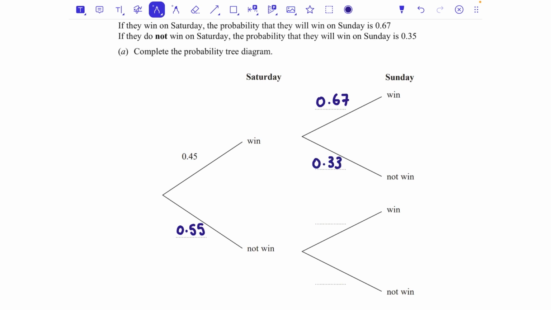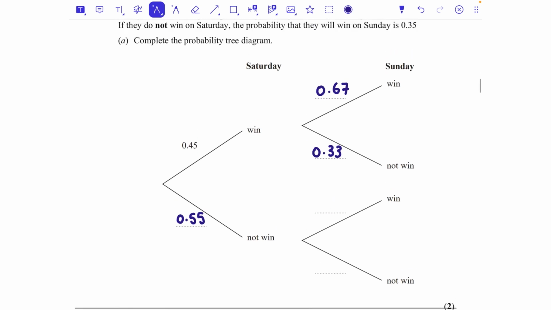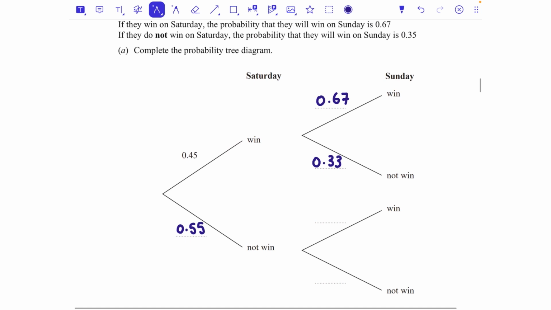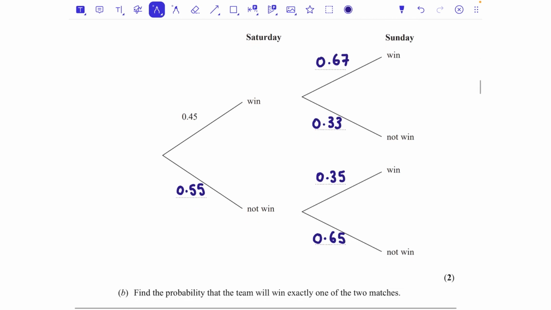Now, working with these decimals, it now makes sense why this is on the calculator paper. We're not going to be expected to do 0.45 times 0.33 or the associated sums in our head, so this is why it's probably on the calculator paper. It also then says if they do not win on Saturday, the probability they will win on Sunday is 0.35, so I'm going to pop that there. And if that's 0.35, again, we can take it away from 1 and find out the probability of not winning would be 0.65. So now we've filled out the probability tree. That's going to be 2 marks.